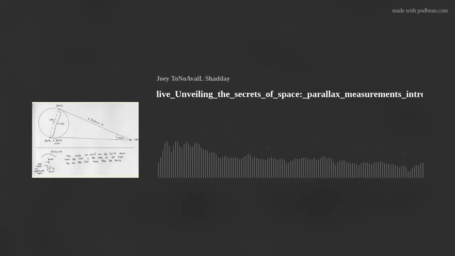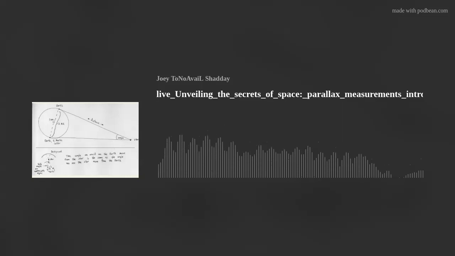Now, the application to space. Now imagine applying this principle to objects that are millions or even billions of kilometers away. Astronomers use parallax measurements to gauge the distances of stars, planets, and many other celestial bodies in space.